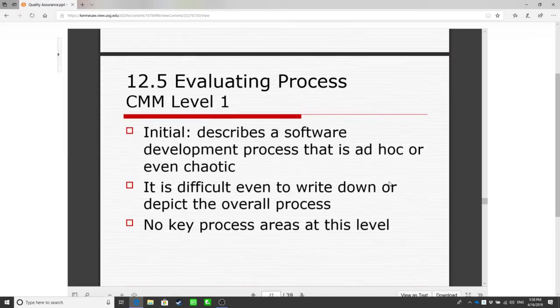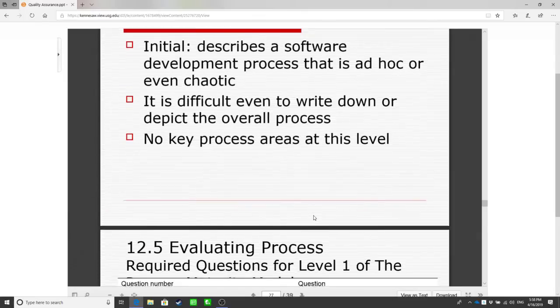So this is evaluating process CMM level 1. Initial, it's called. It describes a software development process that is ad hoc or even chaotic. Most teams, maybe in a classroom, can be level 1, I guess. So it's difficult to write down or depict the overall process. Sometimes it's just a random process. No key process area at this level.